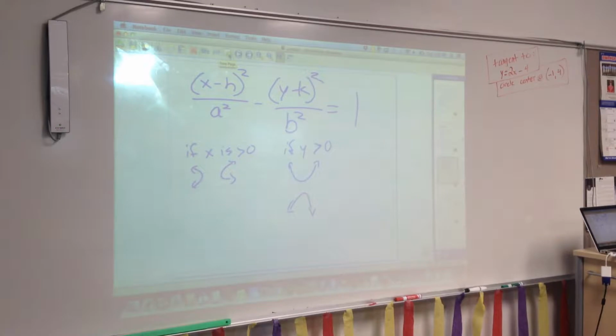You may want to get some graph paper here. We're going to graph one together. If you just want to draw your own graph, that's perfectly fine too. Okay.